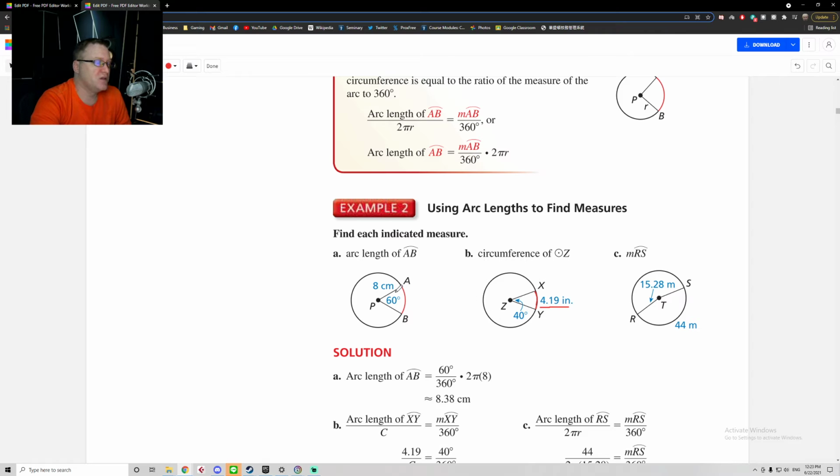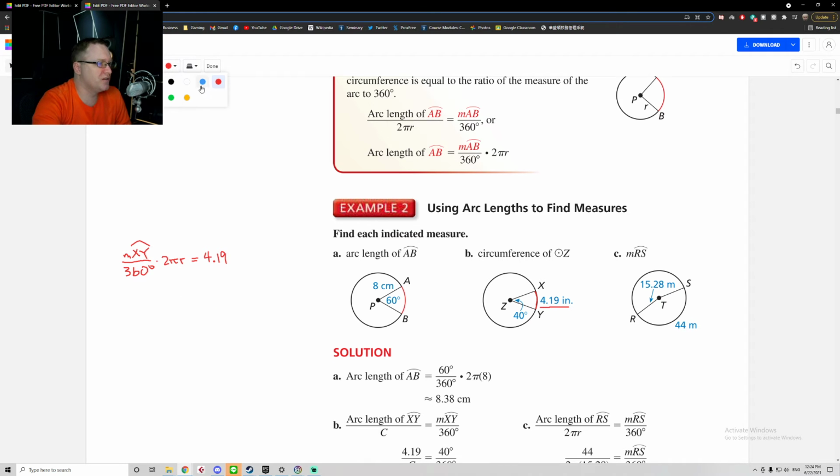The circumference. Well, remember, what is the arc length formula? The measure of the arc xy, this is the arc right here, so the measure of the arc divided by 360 degrees times 2 pi r is going to equal the arc length, which in this case, they already told us is 4.19. So we know this is true.